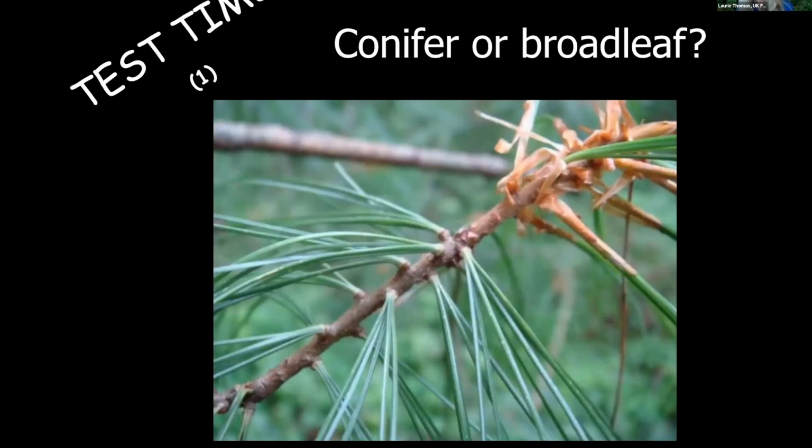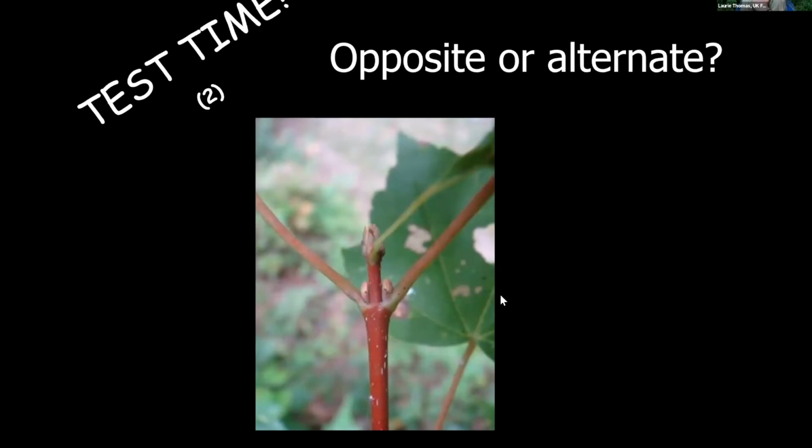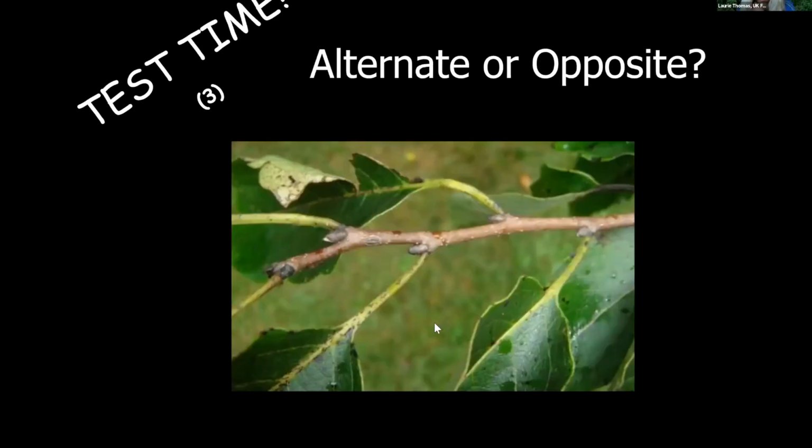Okay, quick test time. Is this a conifer or broadleaf? Hopefully everybody gets conifer. Yes, we have needles on this tree, not broadleaves. Do we have opposite or alternately arranged leaves? Hopefully everybody's answering opposite. You can see those are directly opposite from one another on that stem, and you can even see the little buds in the petiole, the leaf base, the leaf stem there. Alternate or opposite? Hopefully we got alternate. We've got alternately arranged buds and leaves, and those stand out nicely.